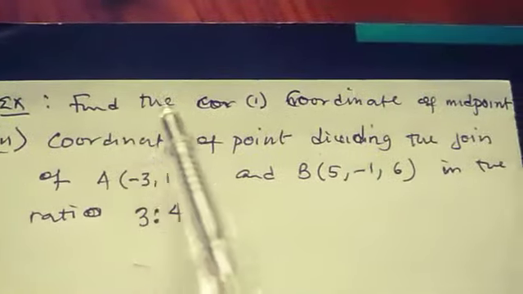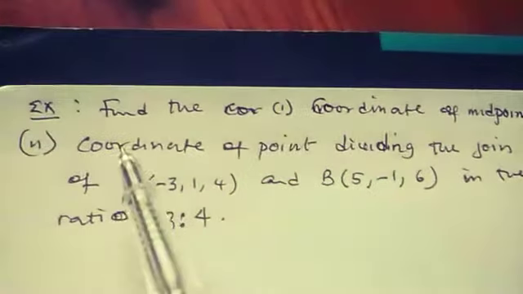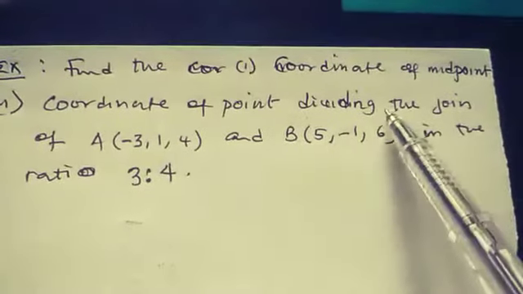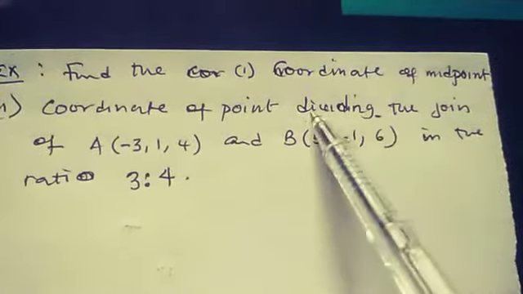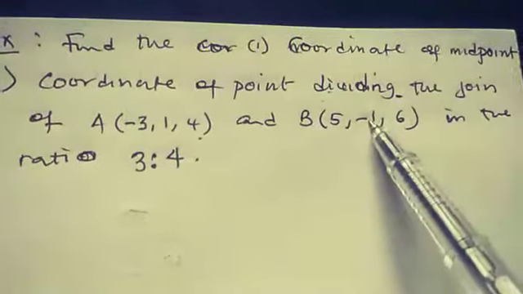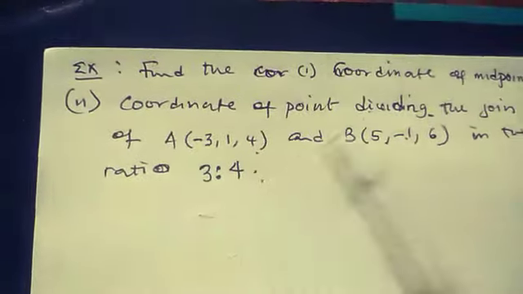So we have the question here. Find the coordinate of the midpoint. That is the first one. Second one, find the coordinate of the point dividing the join of these two points in the ratio 3 ratio 4.